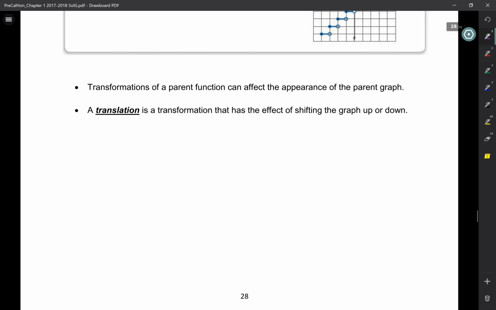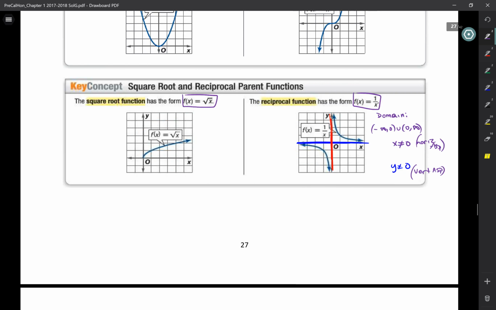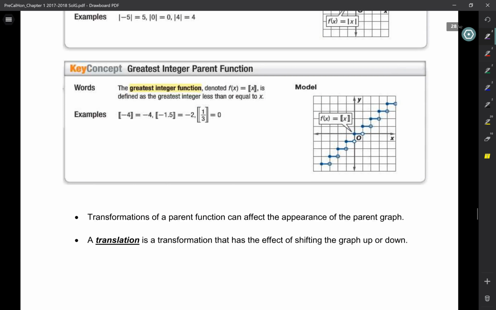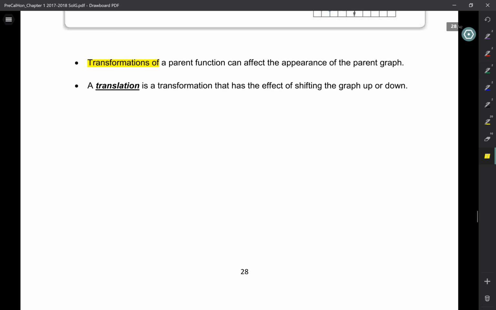Okay. So these are the parent functions. Now, obviously, not every absolute value graph looks like that. Centered at the origin, nice and neat. No. Slope of 1. No. Not every square root, not every parabola looks like that, right? So those other embellishments, like I said before, in mathematical terms, are called transformations of the graph. Okay? So a transformation of a parent function can change the appearance of the parent function.